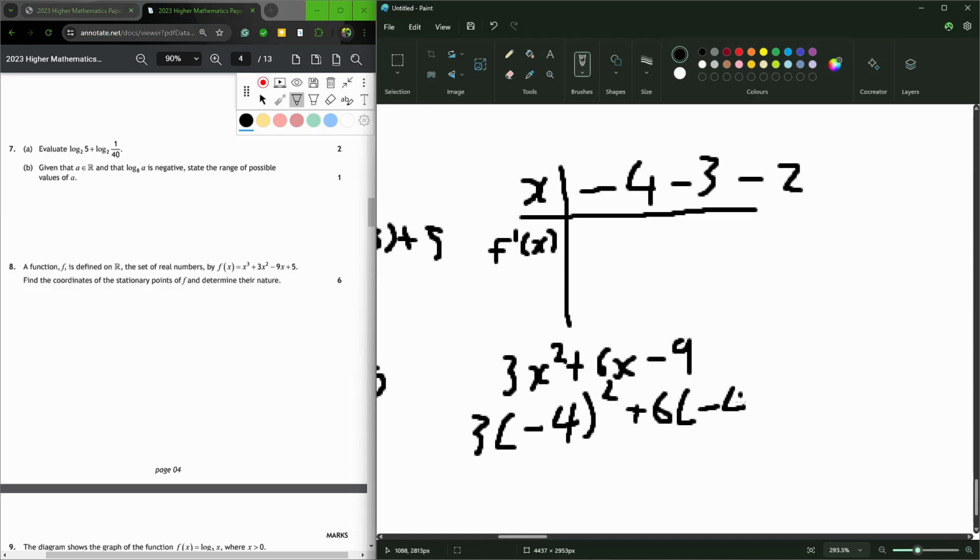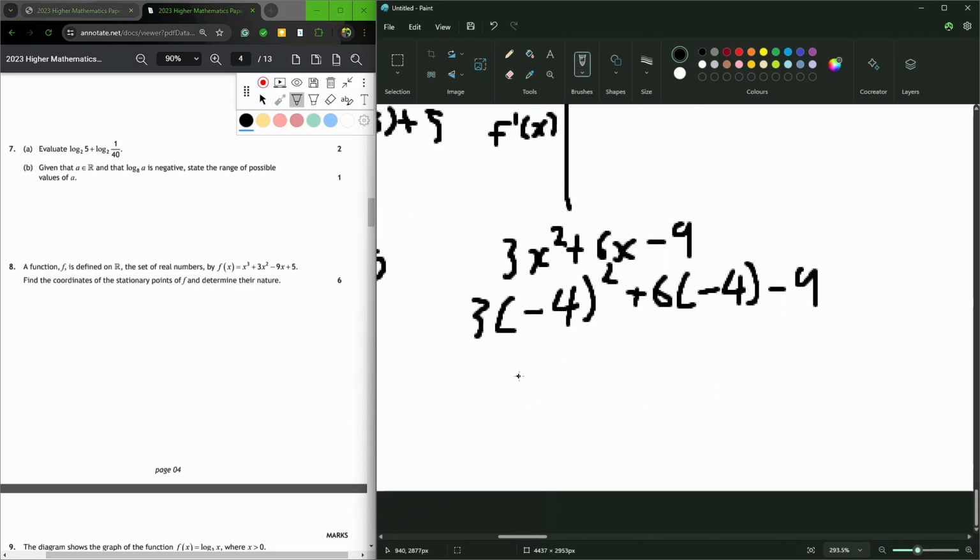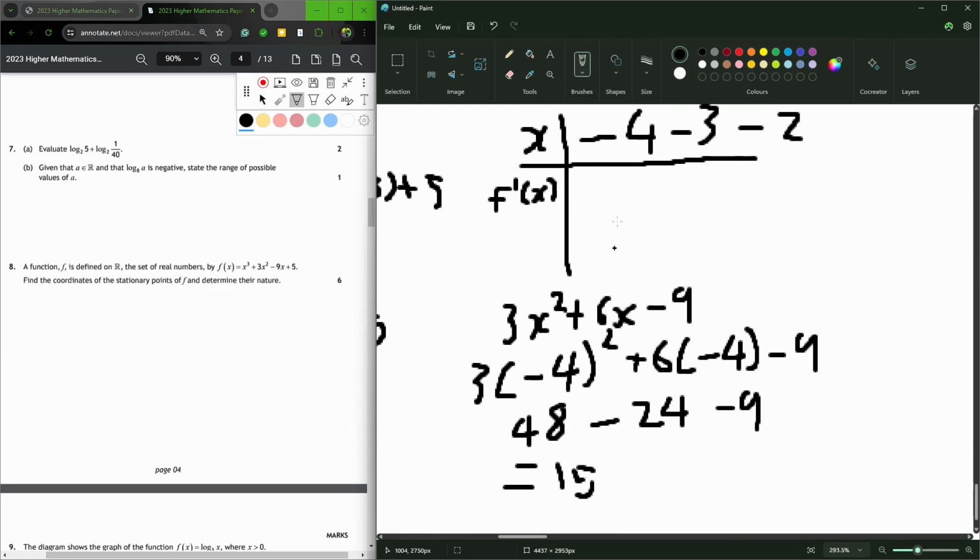3x squared plus 6x minus 9. So -4 squared, that's 16. So 3 times 16, that's 48. Plus 6 times -4, that's -24. And then we minus 9 from that. So that would be 24 minus 9, which is, what is it, 15. But all you need to know is, okay, it's a positive. So that's going to have a slope shape at the bottom here. So that means the graph is going upwards.